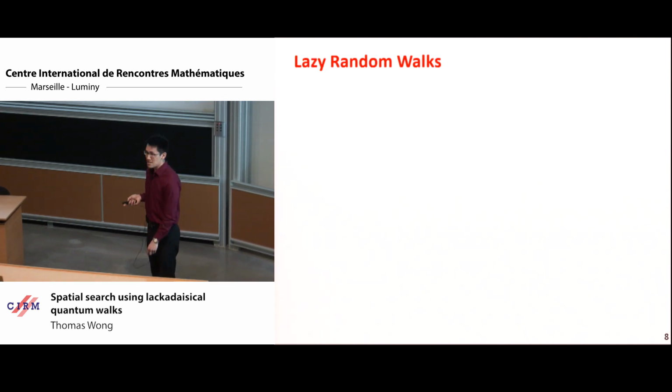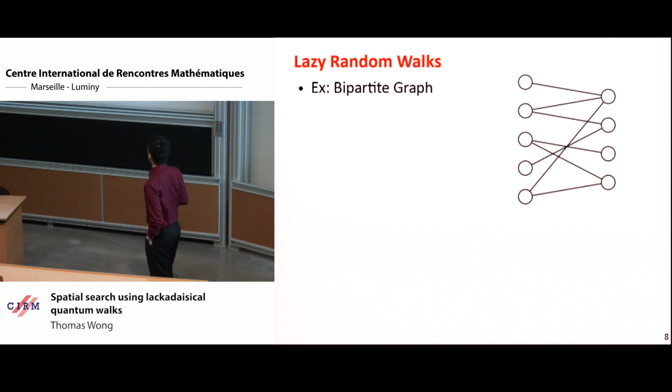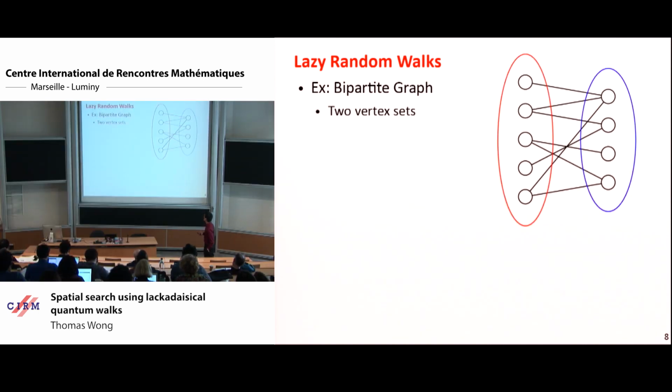let's talk about lazy random walks. So classically first, lazy random walks are actually really useful algorithmically, so nothing quantum here. And just to give you some intuition for why, let's consider a bipartite graph like this. So a bipartite graph has two vertex sets. So there they are circled. So you see, in each set, they're not connected to each other. They only connect to vertices in the other set.